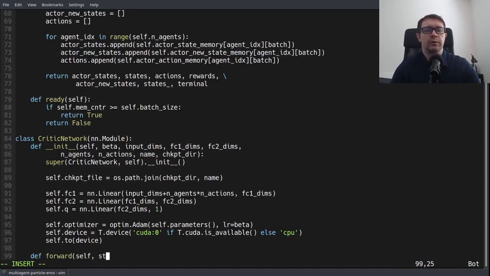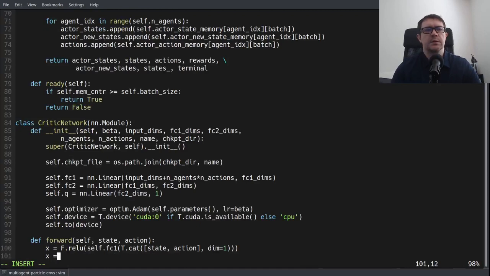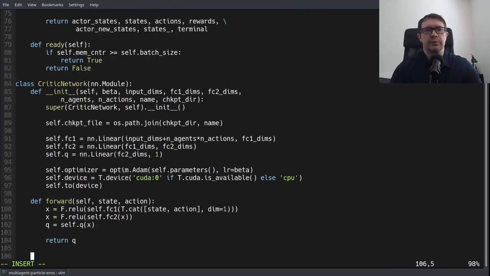Now we need our feed forward that takes a state and action pair as input. I forgot a colon. There we go. So we'll just pass these forward. So we'll say self.fc1, T.cat state and action along the first dimension, and make sure we get the appropriate number of parentheses. Then we pass that output through the second fully connected layer with a ReLU activation. And then we get Q, which will just be the final output, and that is unactivated. And we return it.